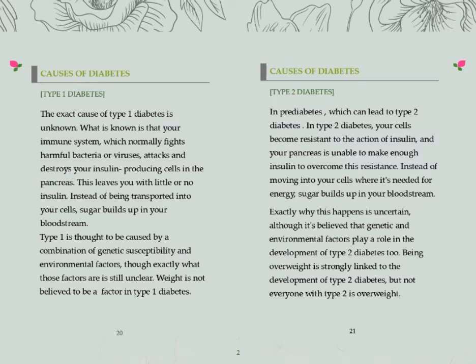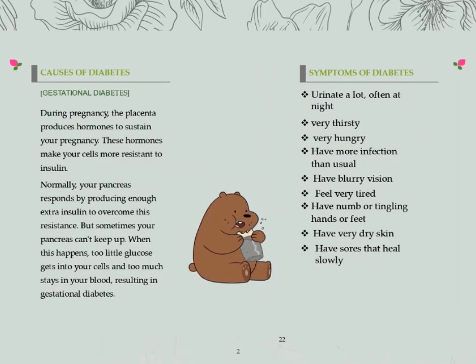Being overweight is also one of the causes of type 2 diabetes, but for sure not everyone with type 2 diabetes is overweight. Lastly, for gestational diabetes, which happens during pregnancy, the placenta produces hormones to sustain the pregnancy and makes our cells more resistant to insulin.